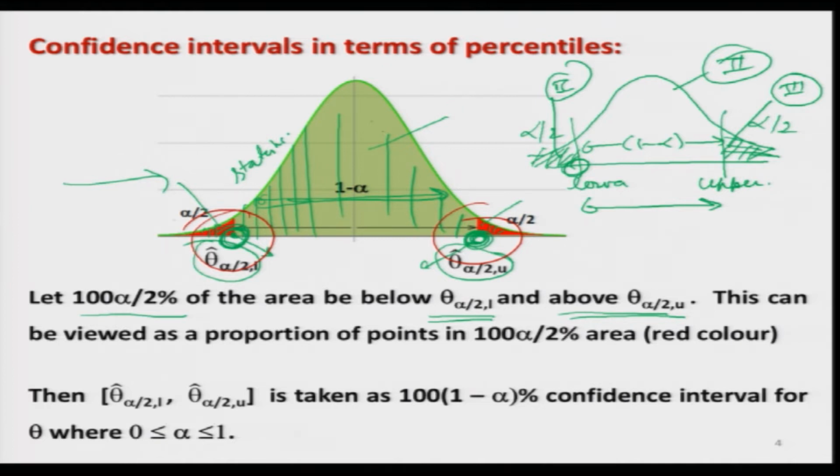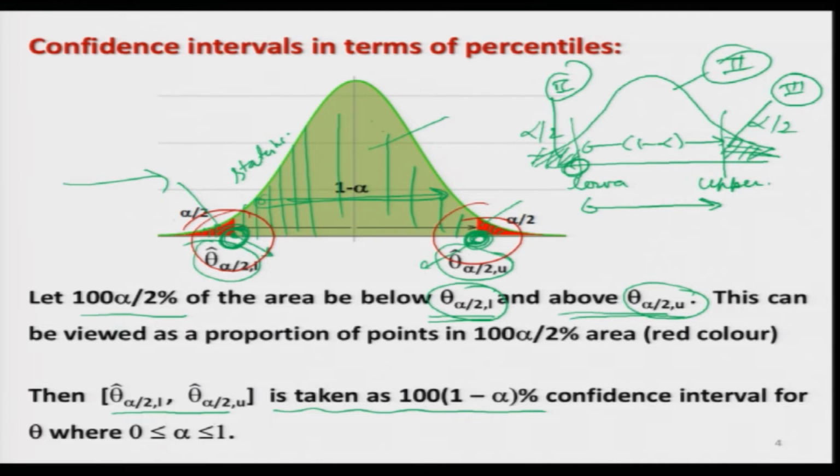So, if I can obtain such a partition, then the estimates theta alpha by 2 L and theta alpha by 2 U can be considered as theta hat alpha by 2 L and theta hat alpha by 2 U, which can be considered as the 100 times 1 minus alpha percent confidence interval for the parameter theta. So, these are the basic fundamentals used in the construction of the Bootstrap confidence interval.